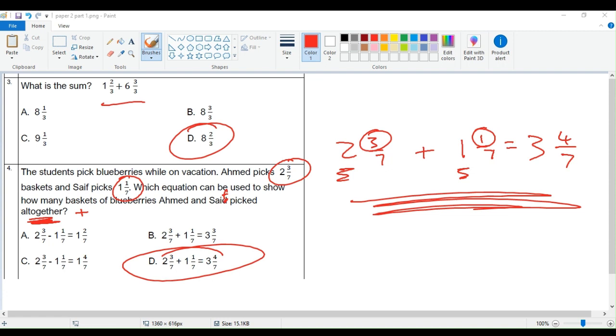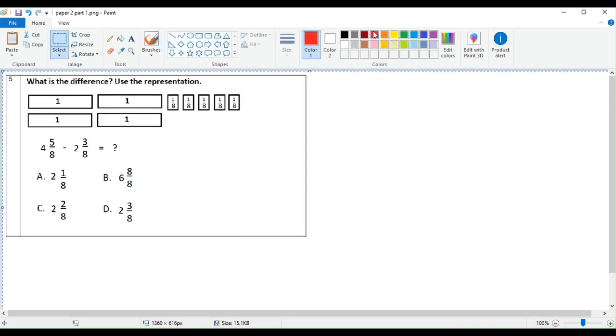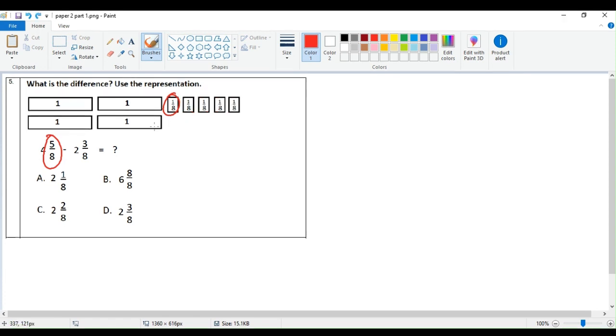And we're on question 5. What is the difference? You have this and you need to solve. You can use the visual representation. If you look here, you've got four whole ones. You've got 5 eighths. There's your 1, 2, 3, 4, 5.